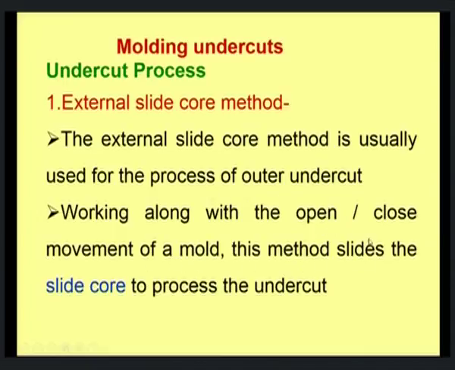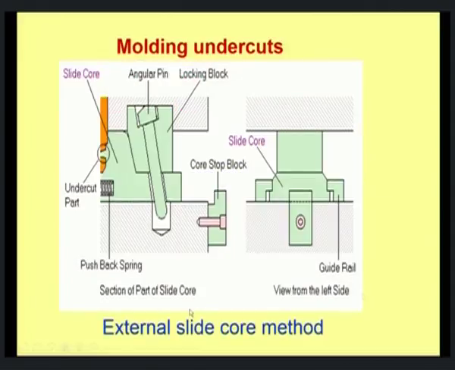That is, this method involves sliding this slide core to process the undercut. So, this is an external slide core method. Now, it consists of a locking block, which will ensure that the angular pin is provided, and now this is the part and this is the undercut region. Because of this undercut, once you tip this product out, this portion would not release.